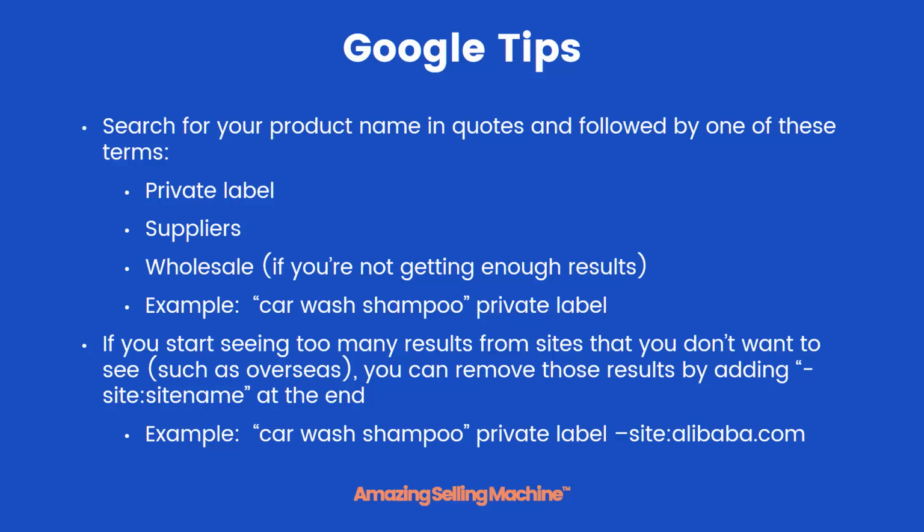And this could be true for Amazon.com or any other site that you start seeing results from that you don't want to see anymore. Now remember, Alibaba is overseas, so if we're sourcing some kind of cleaning or beauty product in the United States, we don't want to pull up a bunch of results for Alibaba.com.